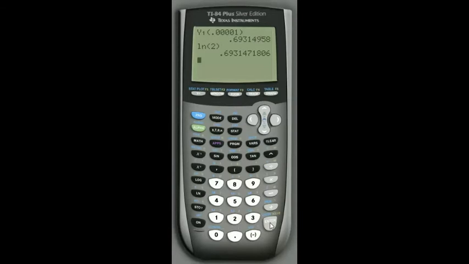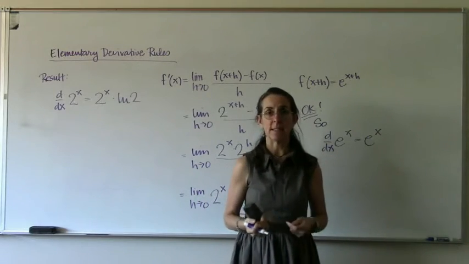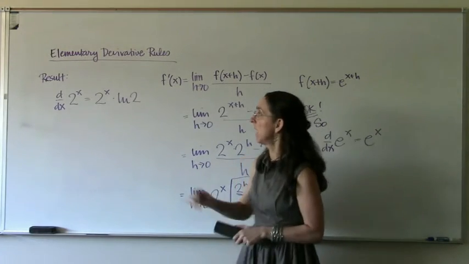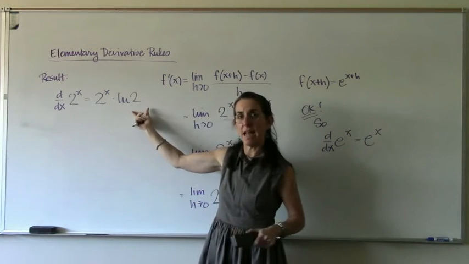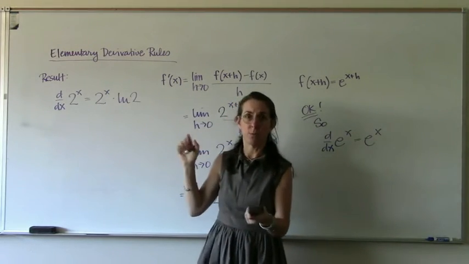It's very close to the log of 2. So actually, log of 2 is the value of the limit. The result is that the derivative of 2 to the x is equal to 2 to the x times a constant, and the constant happens to be the log of 2. And it actually always works like this.